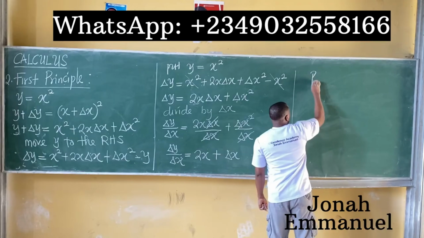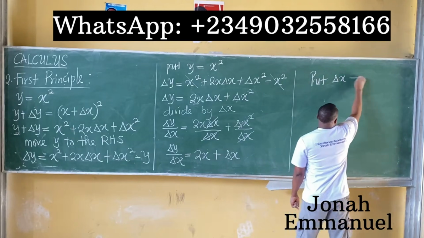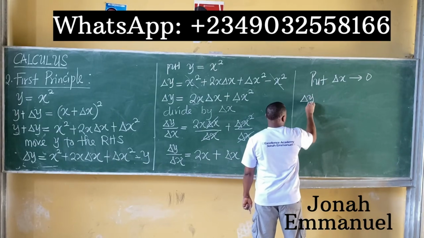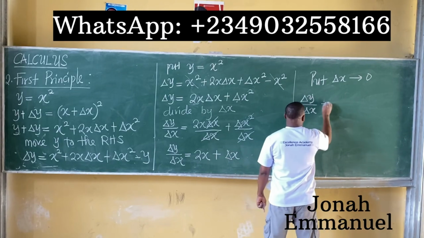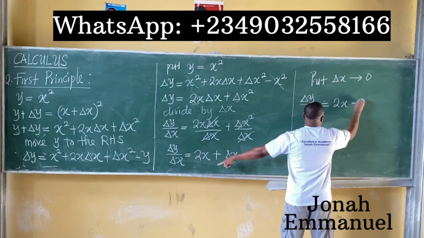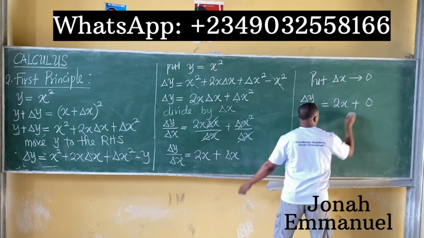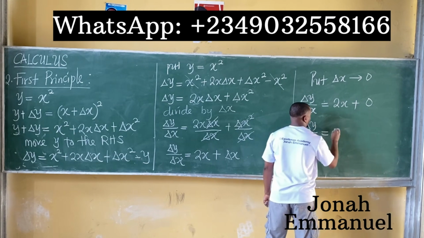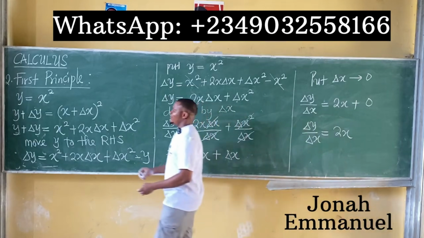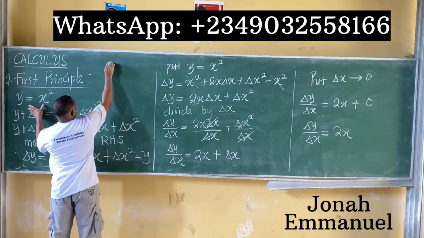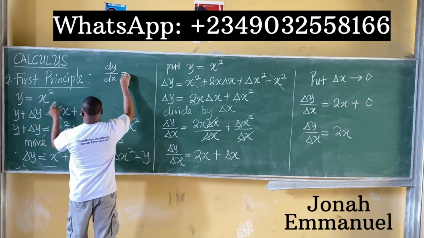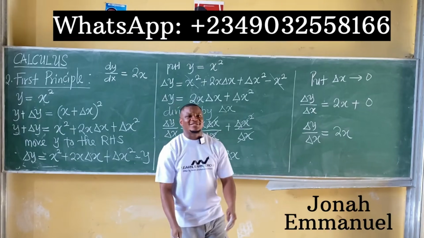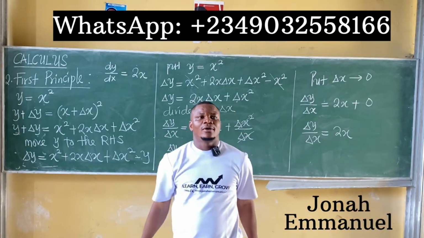You put change in x to be equal to 0 on the right hand side. So you now have change in y over change in x is equal to what there? 2x plus 0. So change in y over change in x is equal to 2x. When we use the general method, dy dx is equal to 2x. The same thing. But first principle is unnecessarily long.